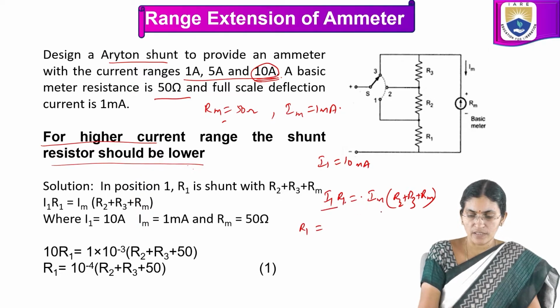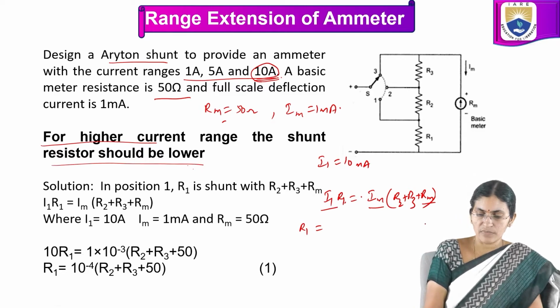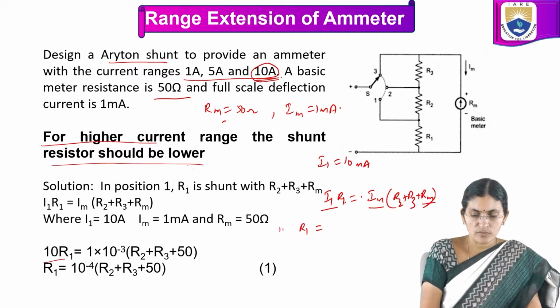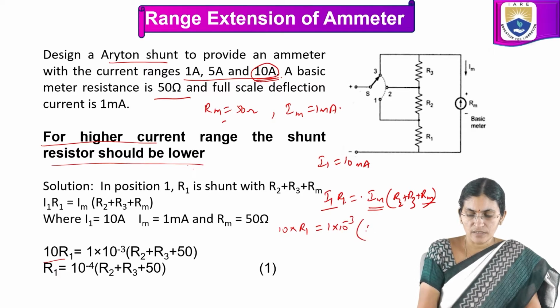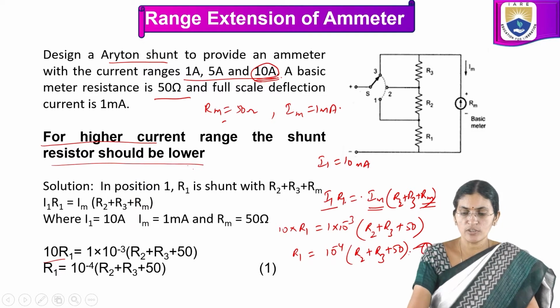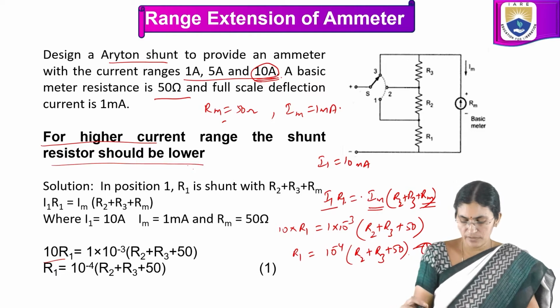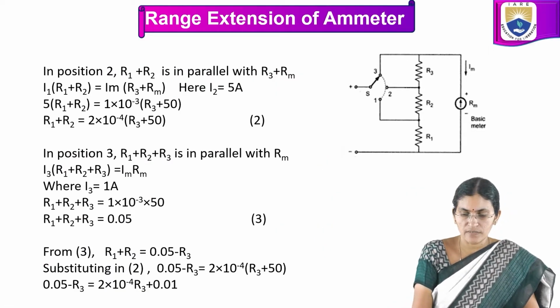Substitute the values which are given. I1 and Im are given, and even Rm is given. So I1 is equal to 10 amperes. 10 into R1 is equal to Im, which is 1 milliampere, 10 power minus 3, into R2 plus R3 plus Rm. R2 and R3 we need to find. We have the value of Rm. So from this we can write R1 equal to 10 power minus 4 into R2 plus R3 plus 50. So this is equation 1. We have three different unknown shunt values, so we need three different equations. So let us write the second equation.